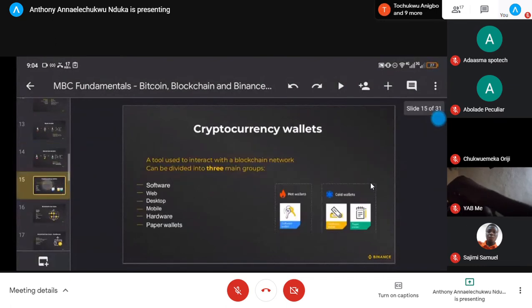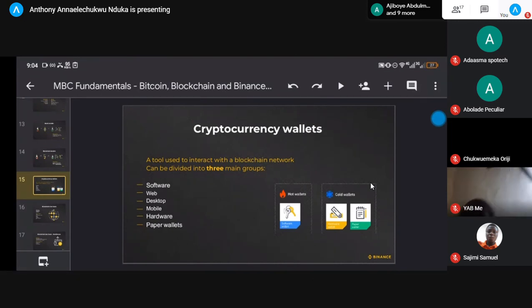So here on my next slide, we have cryptocurrency wallets. Now I'm going to explain this for us to understand better. A cryptocurrency wallet is a tool used to interact with the blockchain network. It can be divided into three main groups. Now, a wallet in the physical form is actually where we can keep our money. That's what it means.